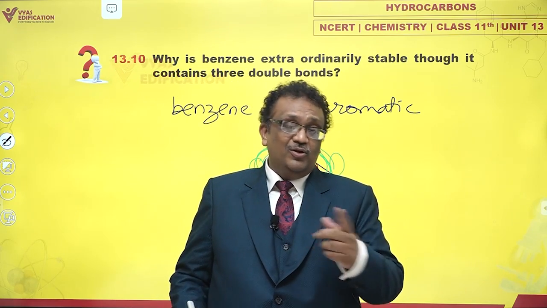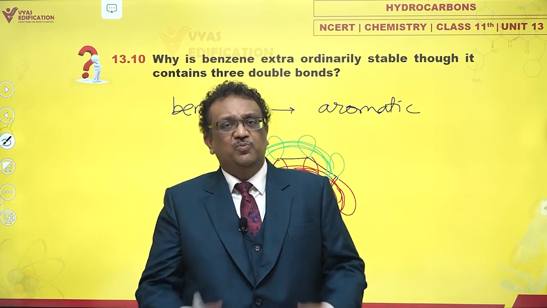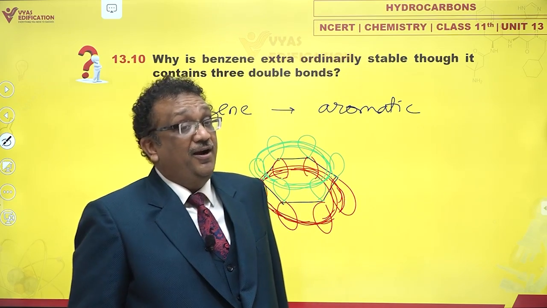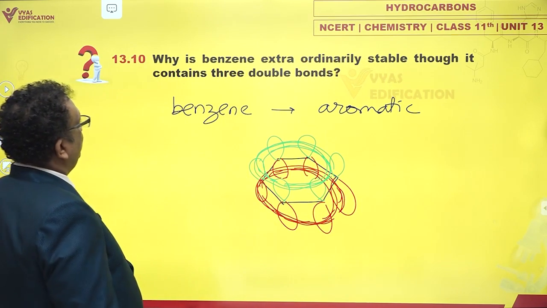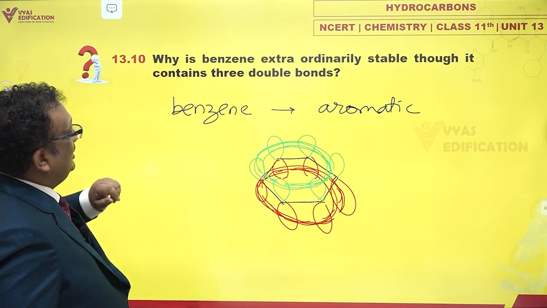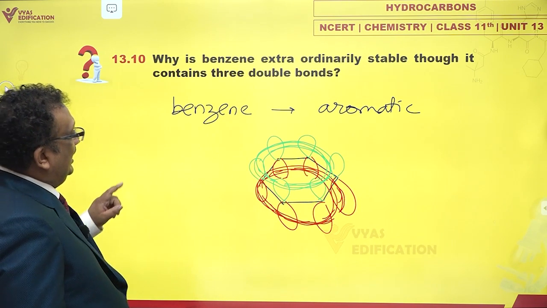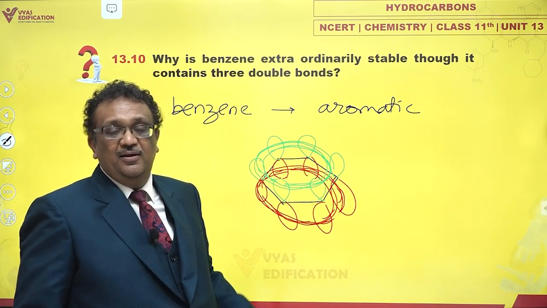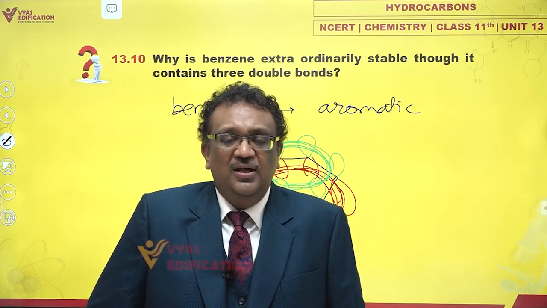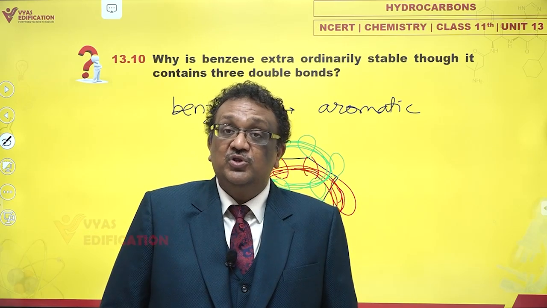Why? Because electrons love to move around, and if they get extra space to move in, they feel very happy and very stabilized. So, why is benzene extraordinarily stable, though it contains 3 double bonds? So what is the answer I'll write? I'll say, number 1, benzene is aromatic. In one word, this is the answer. Because it is aromatic, it becomes more stable.